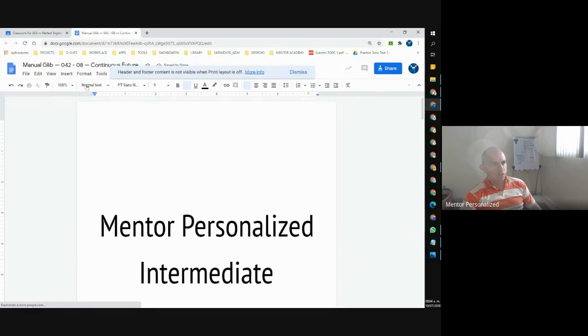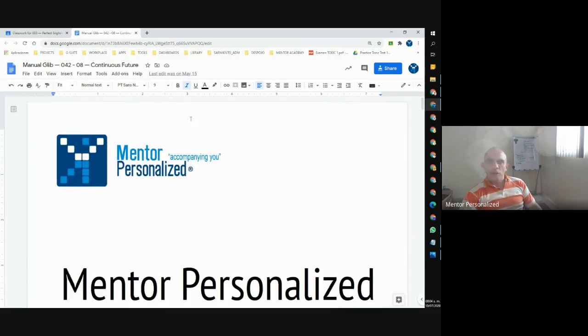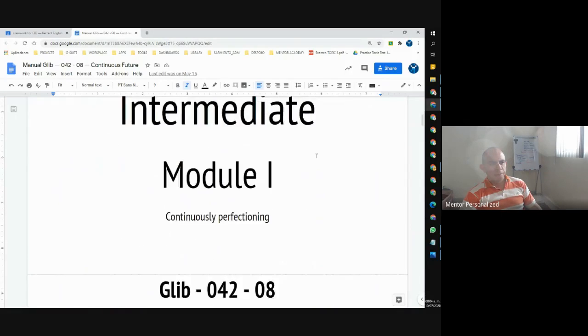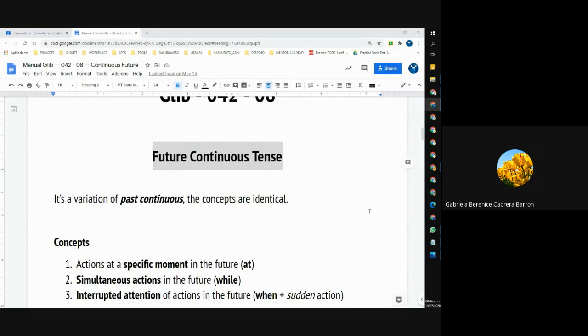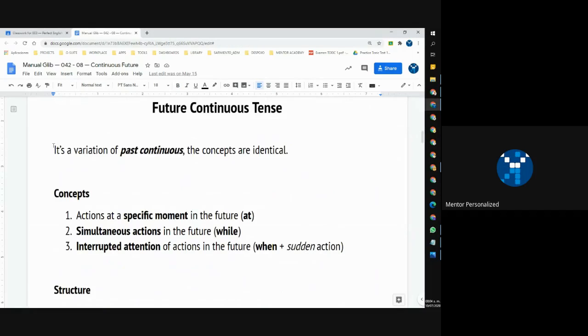Very good, continuous future. So we will continue now with the line of tenses related to the continuous subgroup, okay? And we will present a new tense, which is the future continuous tense. Repeat, future continuous tense. Very good. Okay, future continuous is a variation of past continuous. The concepts we express are identical.